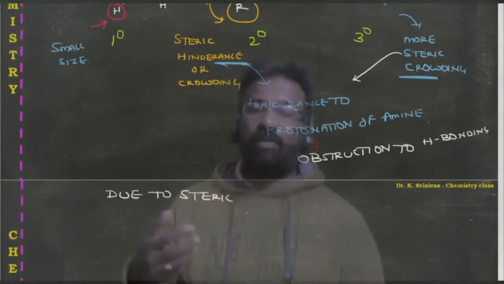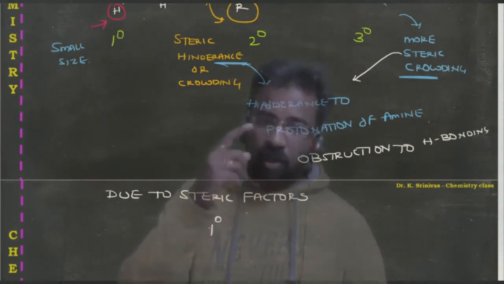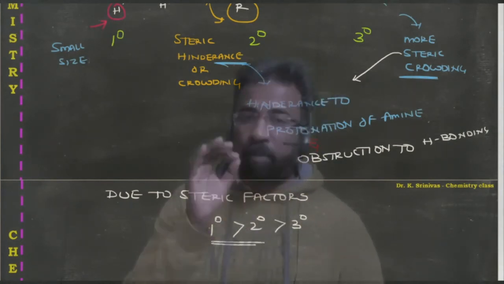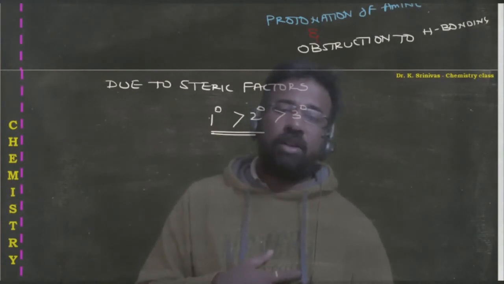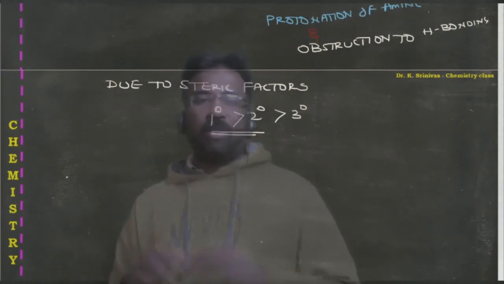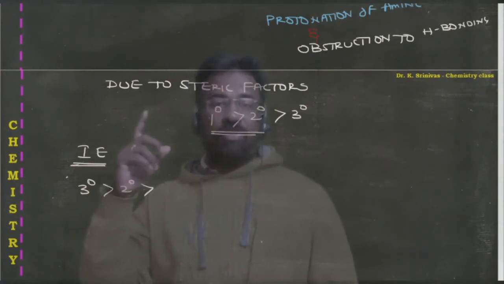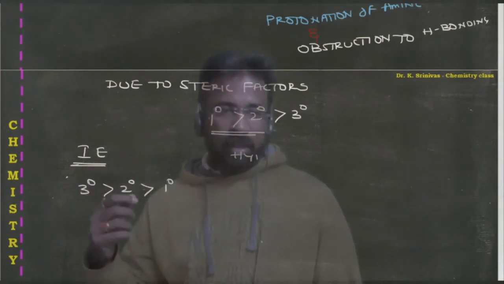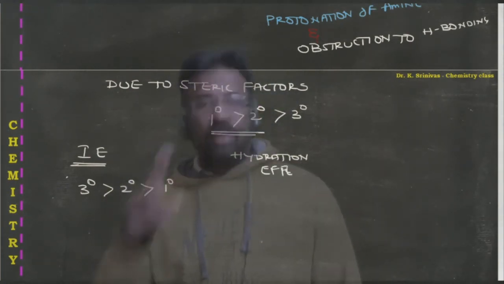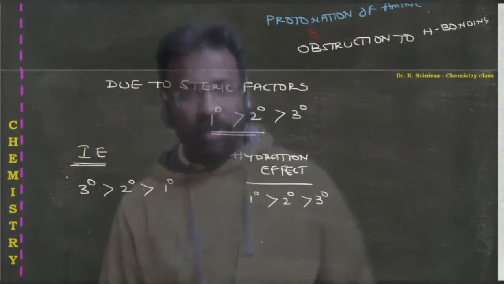So we can write down like this. Due to steric factors, its basicity is changing. So primary followed by secondary followed by tertiary is the basicity order. Overall, we will try to have some conclusion. So inductive effect: if you recall, that's tertiary, secondary, and primary. Whereas in the case of hydration, primary, secondary, followed by tertiary. That's the order. You are very much familiar with these things.